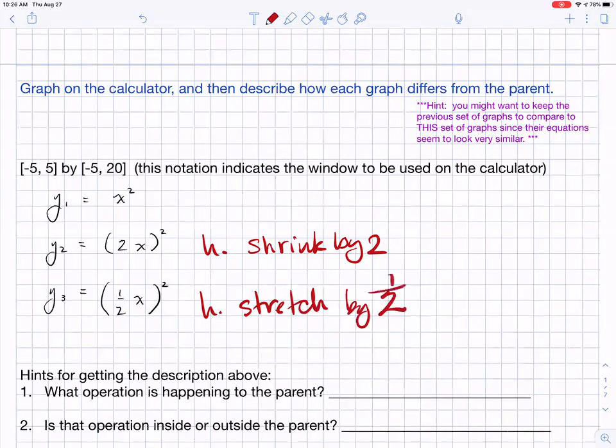Horizontal stretch by 1/2. You were just looking at it wrong. It said 1/2 all the time. No, my bad. It's 1/2. Hey, look, you saw me make a mistake. I didn't die.